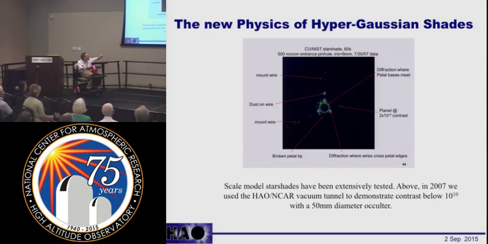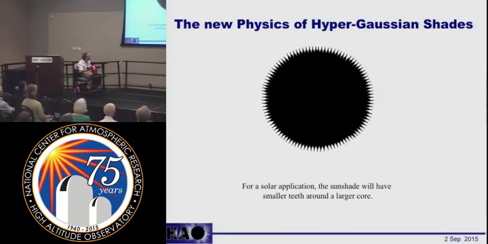Next slide. These were Webster Cash's test runs in the NCAR vacuum tunnel, and he could demonstrate that he could get the contrast below 10 to the minus 10 with a 50 millimeter occulter, which is basically the size that we are shooting for. Next slide. This is tentative, sort of the shape that a solar occulter will look like.